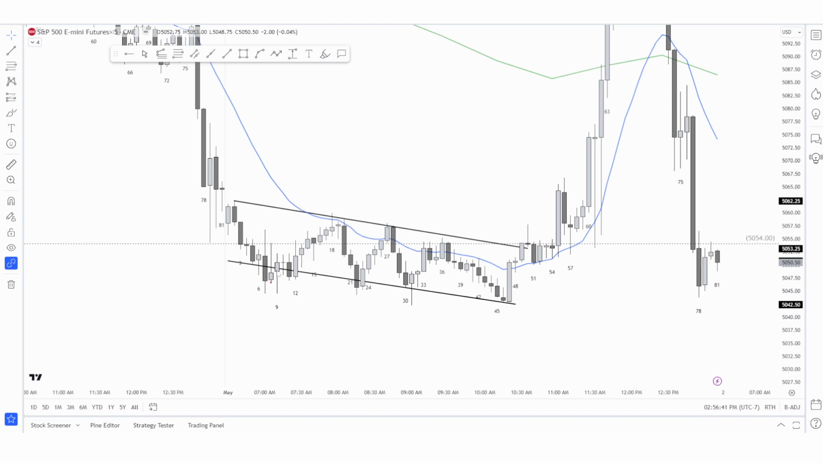Bar 8 is an inside bar. Here's the low, here's the high. We stayed within bar 7's range. Bar 9 tags the low of bar 7. I think there are more buyers down here, and it reverses up higher back into the channel.